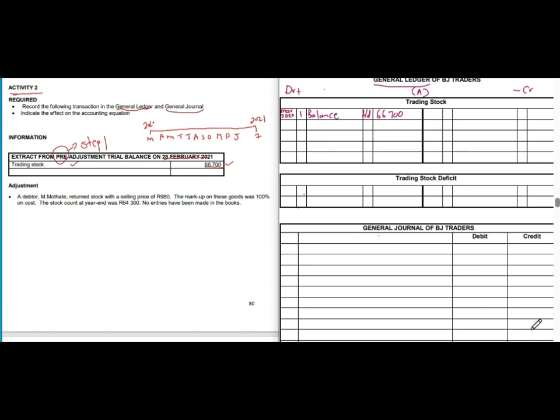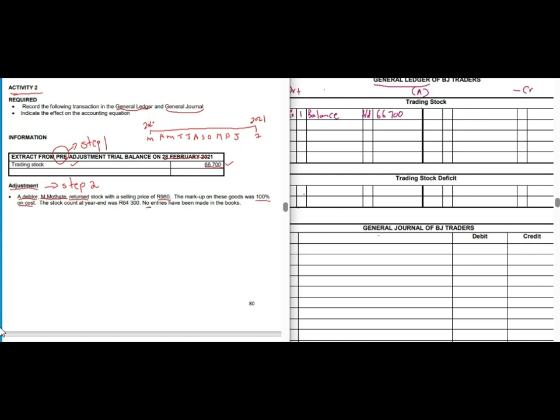So now we need to go to our adjustment, which is our step 2. Let's go through our adjustment and find out. It says a debtor, M Motake. So now we are talking about a debtor again, someone whom we sold goods and services to on credit. It says a debtor, M Motake, returned stock with a selling price of 98, meaning maybe that debtor was not satisfied with our product, so he decided to return the goods. The markup on these goods is 100% on cost. The stock count at the end of the year is 64,300. No entry has been made.